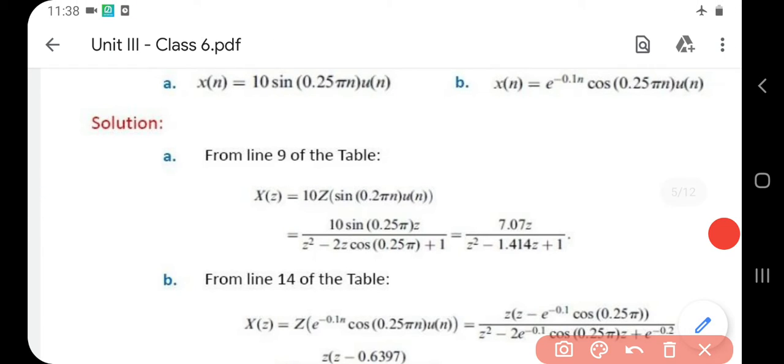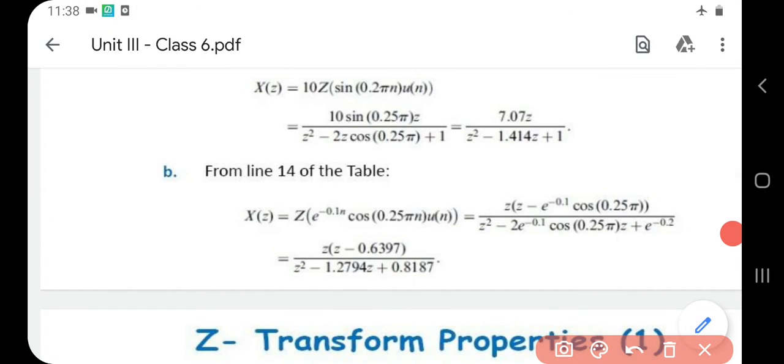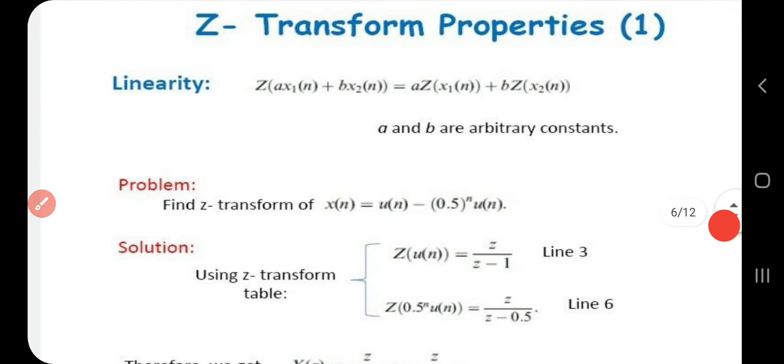See, e raised to minus a n, a is 0.1 n, cos bn, what is b here? Then 0.25 pi n, then u(n). So substituting the values of a and b as per the formula in the table, you will reach the solution. Next are some formulas related to some properties, some linearity properties.